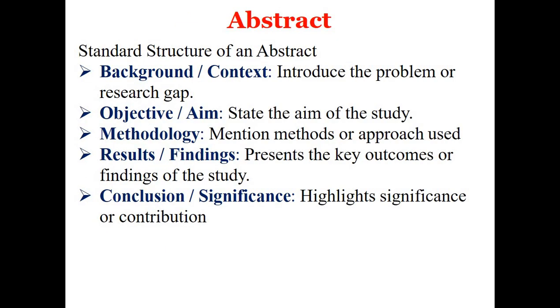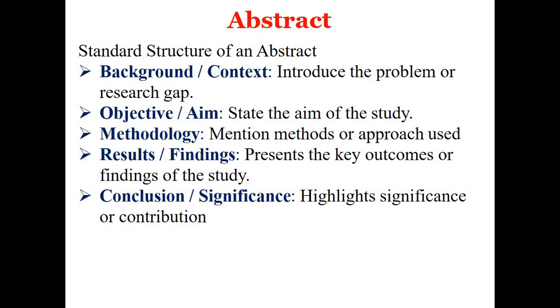First one is the abstract. The abstract consists of the background, objective, methodology, result, and conclusion. Most journals limit the abstract to 150 words. So we have to write all those things in 150 words.